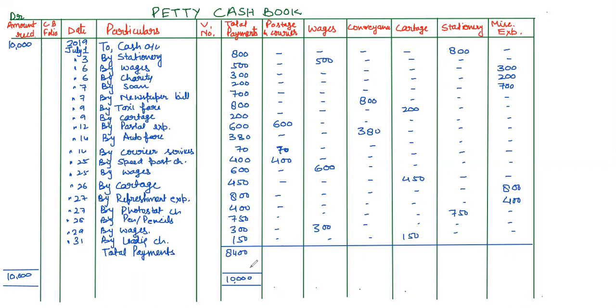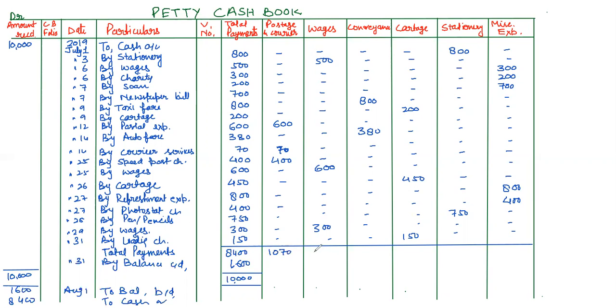Okay. And after that, we will deduct 8,400 from 10,000. So 1,600 will be our balance. It will be on 31 only, and we will write it as closing balance. So by balance carried down, and this balance will be transferred to next month, that is August 1, to balance brought down 1,600 rupees, and then we will take 8,400 rupees from the head cashier to cash account for meeting the expenses of next month.